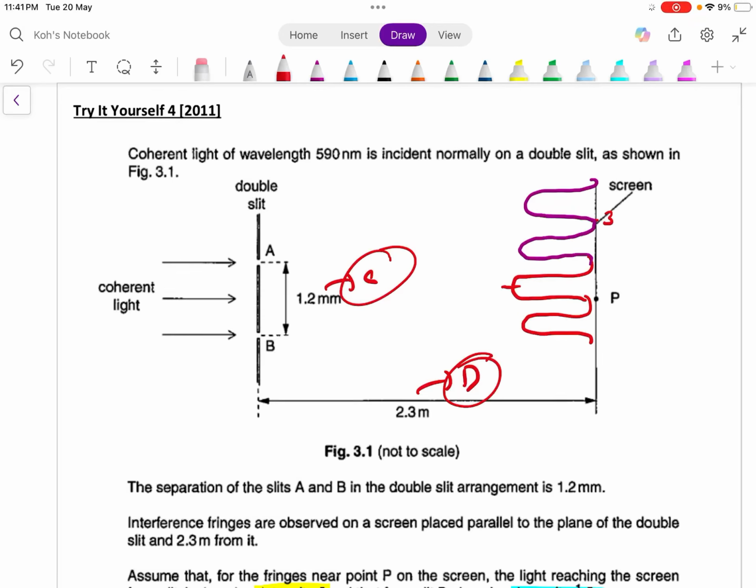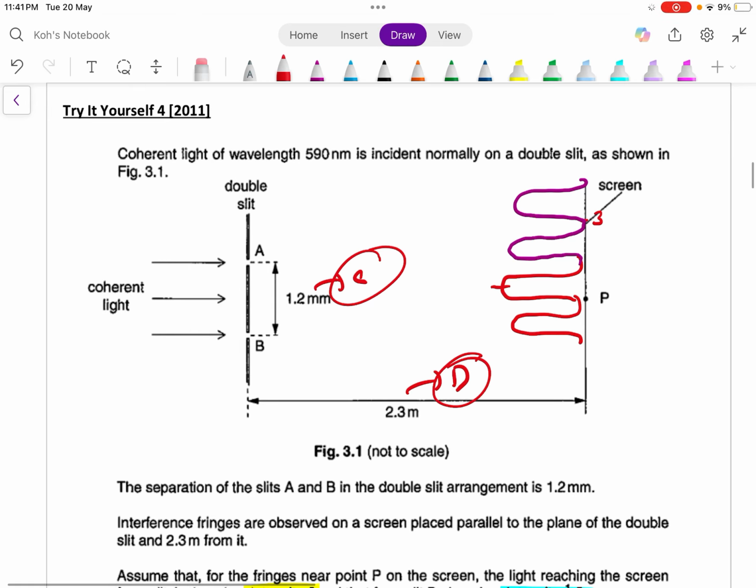Right, so let's go through the transfer form from 2011 question. We have a coherent light incident on the double slit. We are given the slit separation to be 1.2 mm. The big D, the distance from the double slit to the screen, is about 2.3 meters.